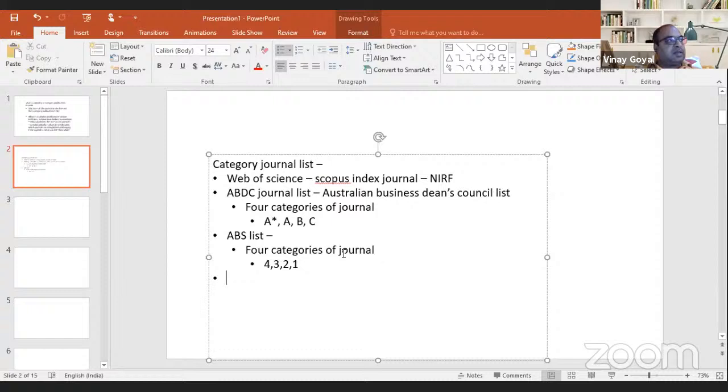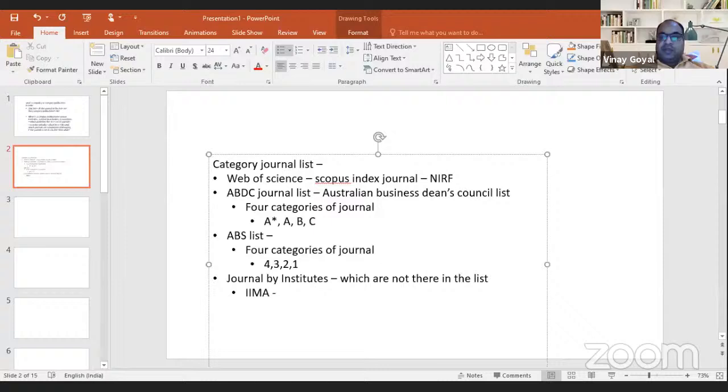Then there is another list which we have, that is called journal by institutes, which are not there in the list. For example, IIM Ahmedabad has a journal called Vikalp. This is not there in any list. It is a Sage publication. There is a journal by IIM Calcutta, which is called Decision. This is also not there in any list. This is also a Sage publication.